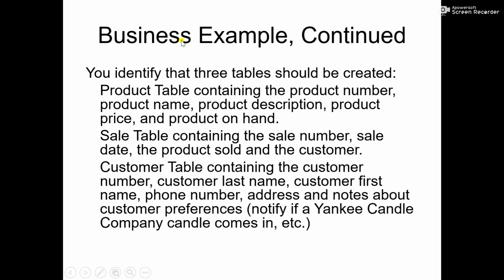Next, in the business example, continuing your idea, three tables should be created. Product table, now you are showing the examples. The first table is the product table: product number, product name, product description, product price and product on hand. So these are your main tables. Next is the sales table, containing the sales number, sales date, what is sold, how many you sold. And the customer table, containing the customer number, last name, first name, phone number, meaning the total information you store.